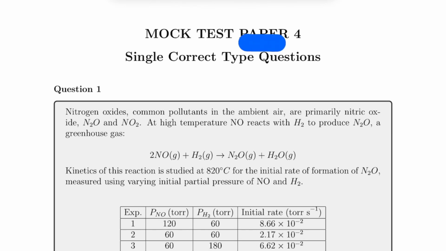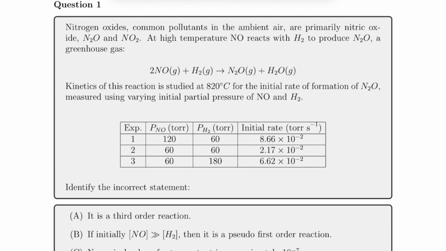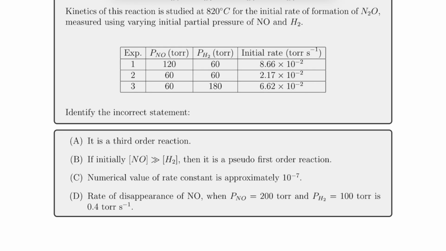So today is test paper 4 and the very first question belongs to chemical kinetics. And if you can see, it's a big question only and you have to mark the incorrect statement. So when you follow the normal procedure, rate is equal to K times partial pressure of NO to the power X and then partial pressure of H2 to the power Y, where you have to calculate the value of X and Y to have an idea about the order of the reaction.